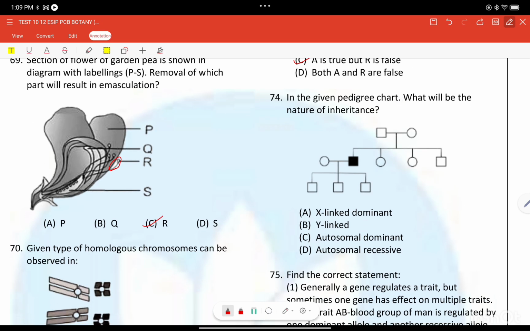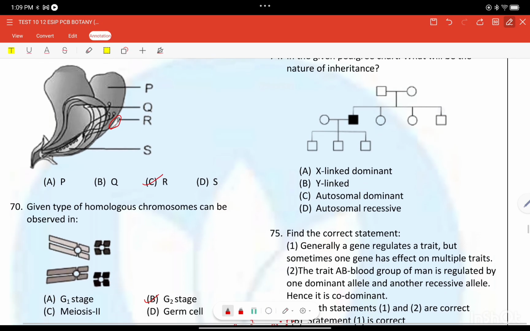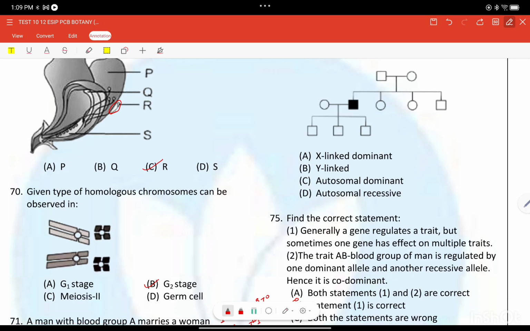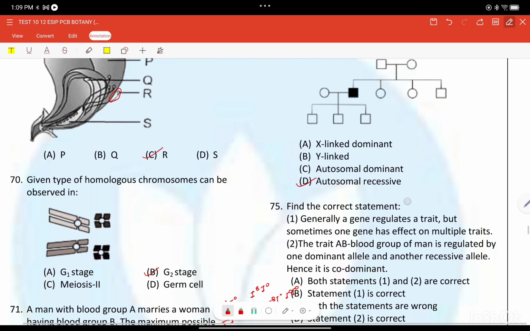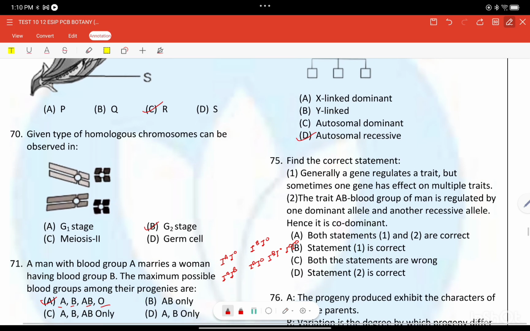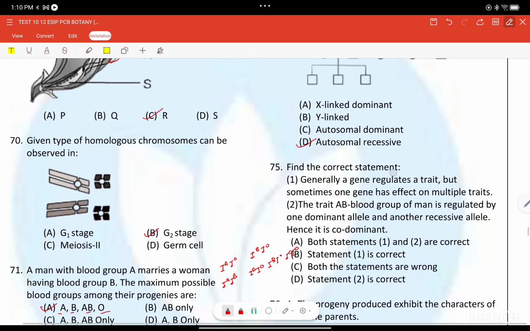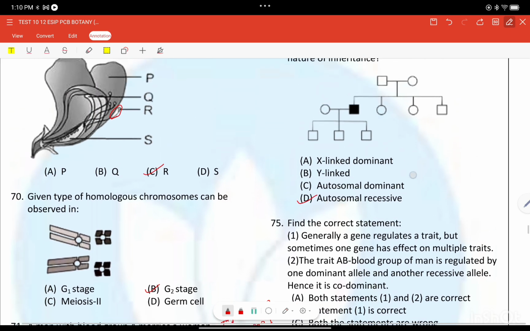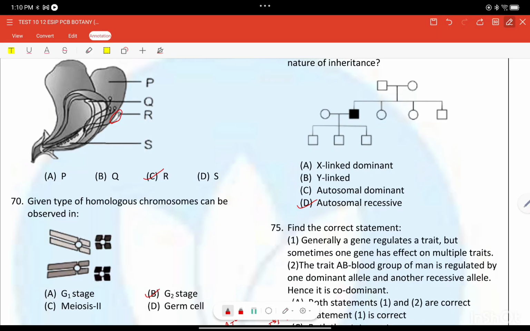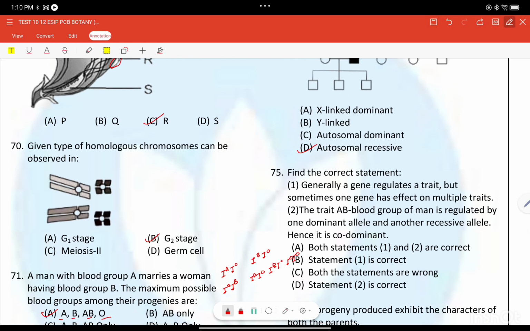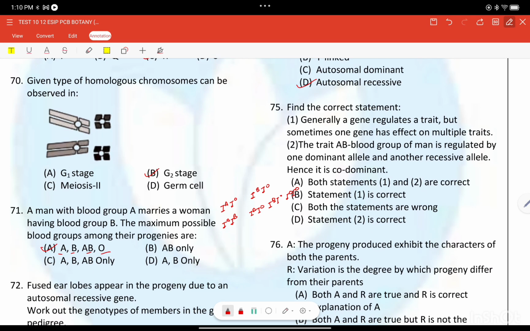In the given pedigree chart, what will be the nature of inheritance? This is for an autosomal recessive disorder. It can be X-linked recessive also, but X-linked recessive is not given in the options, so it can be autosomal recessive.